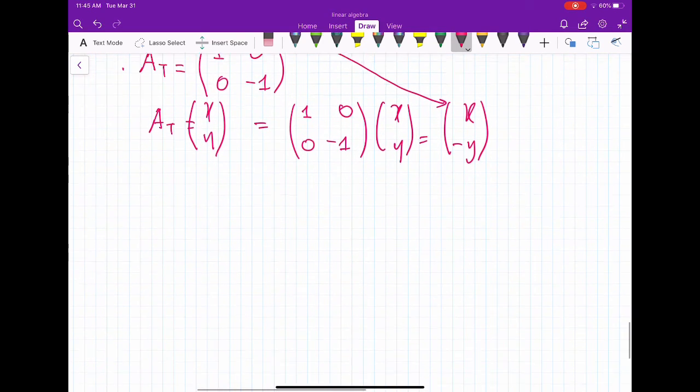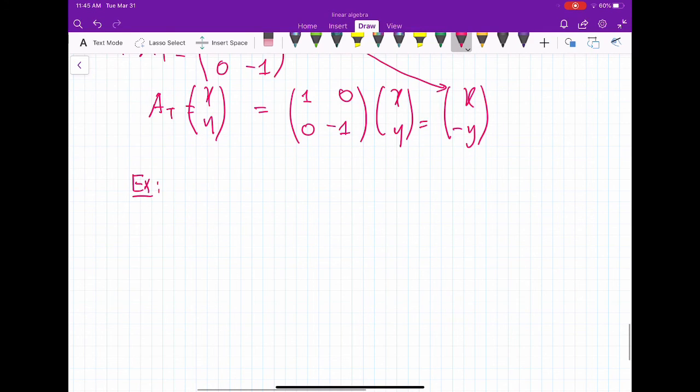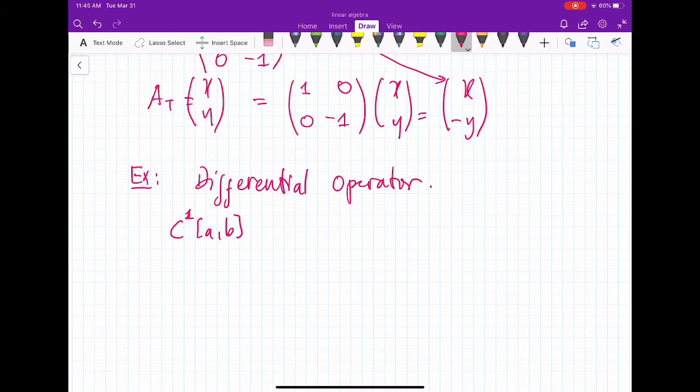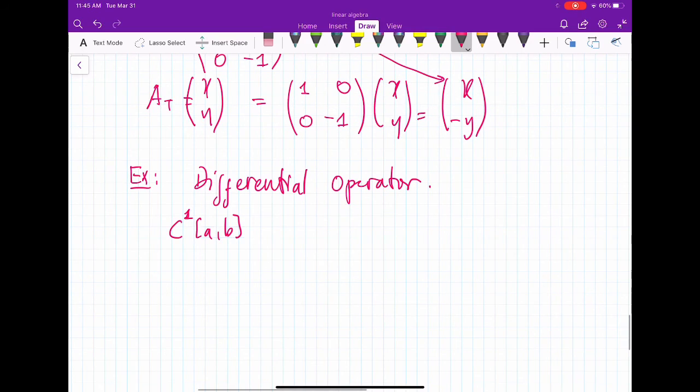All right? So let's consider another example in calculus. That is the differential operator. You consider the vector space C1[a, b]. That is the space of all functions whose derivatives are continuous on [a, b]. Or we can say that is the space of differentiable functions.